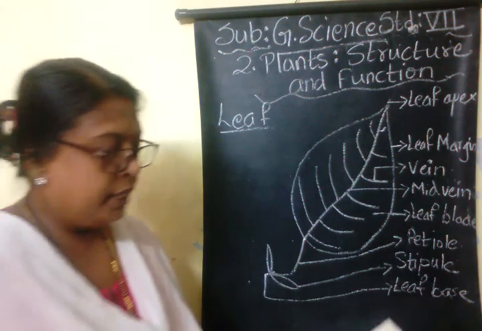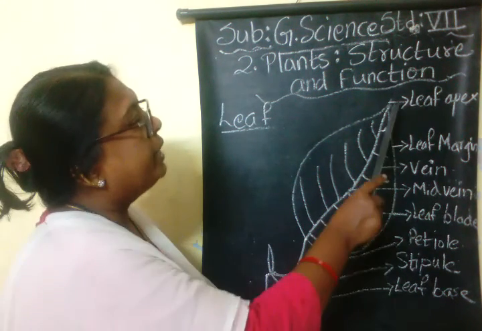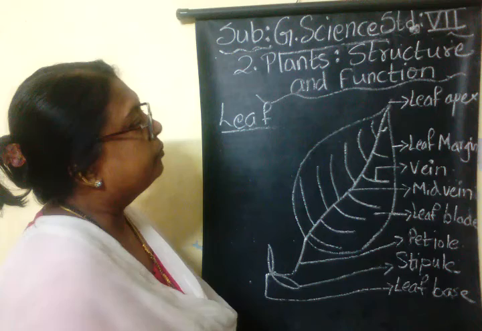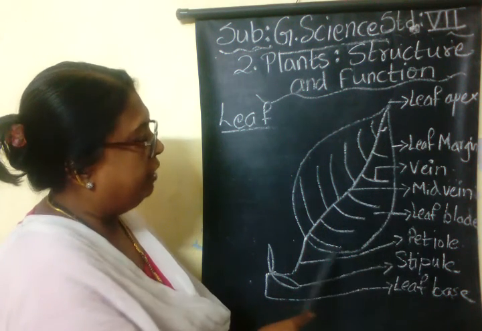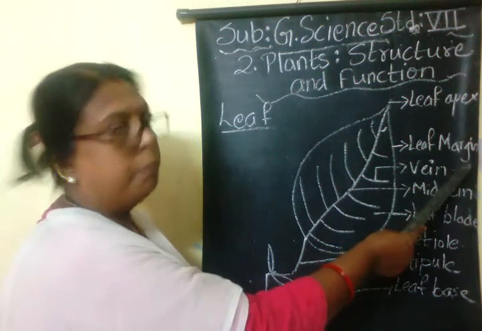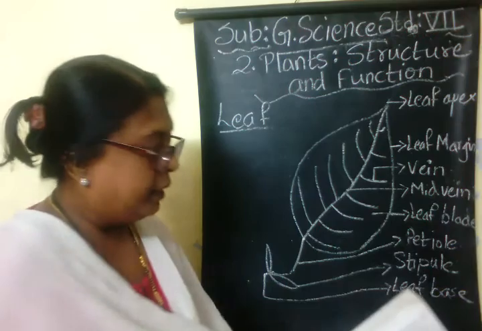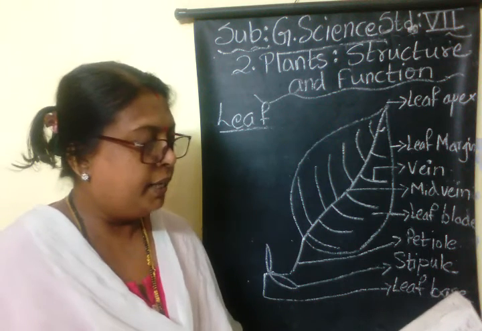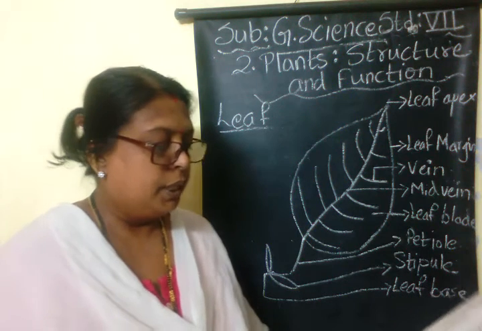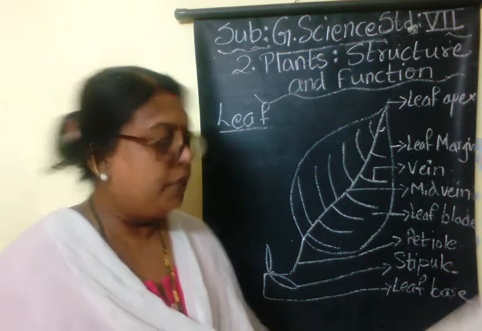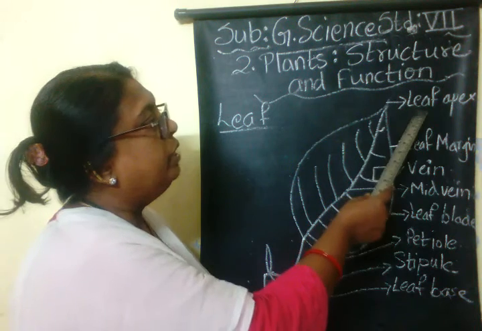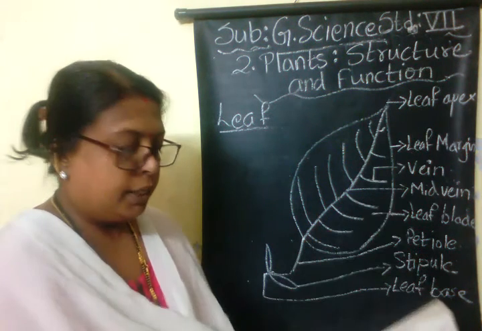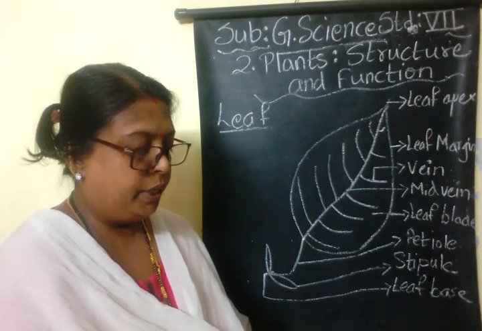Then its edge is called leaf margin. Edge means this part. This part, edge part of the leaf, it is called leaf margin. Then leaf margins are entire, dentate or lobed. The tip of the leaf is called leaf apex. Then it may be tapering, pointed, rounded.